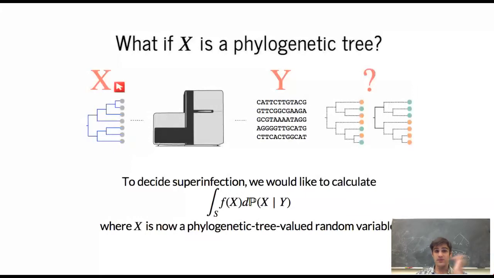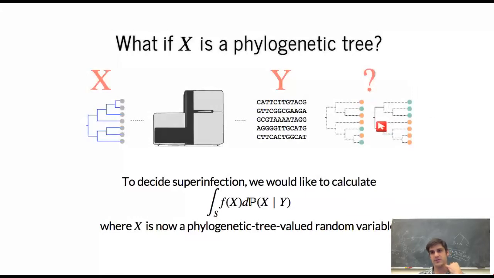We can do really the same sorts of things that we were talking about before. We can have a little x, a big X, which is a random variable, but now instead of just being a number, it's a phylogenetic tree. We have some sequencing data. And let's say we want to understand, do these dots segregate into two different subtrees or not?